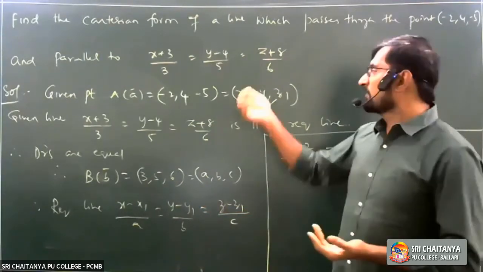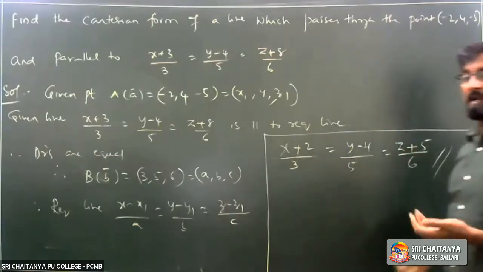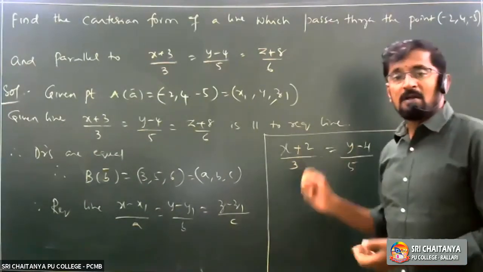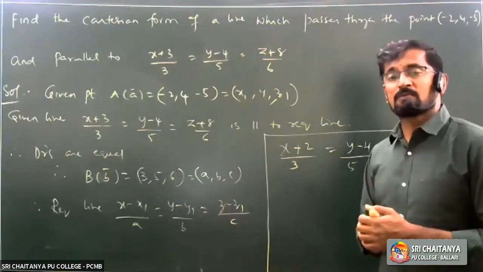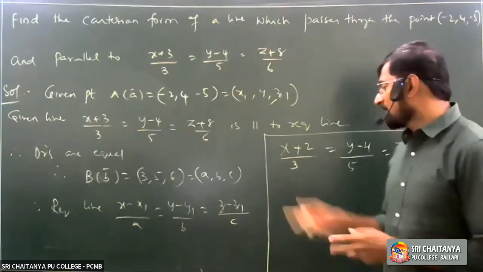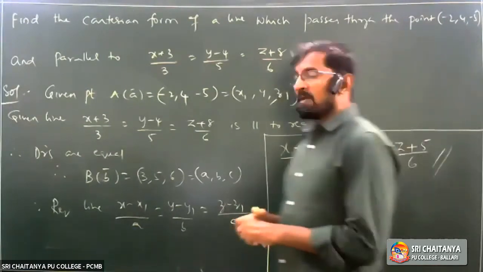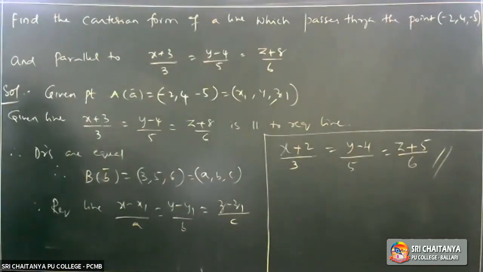Now, you know x1, y1, z1 and small a, b, c. Therefore, the required Cartesian form is x minus x1. x1 value is minus 2 here, so that becomes x minus of minus 2, it is x plus 2 by a, which is equal to 3. Now, similarly, y minus y1 by b is equal to z minus z1 by c. Okay, copy that one, you are going to get the answer.